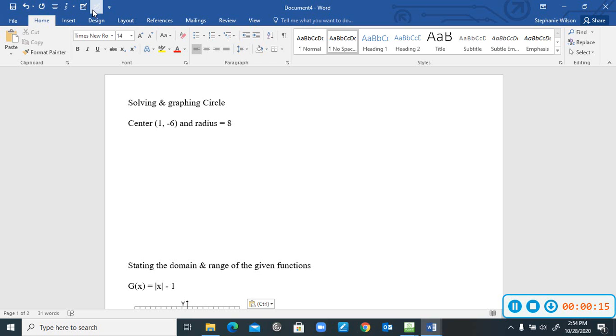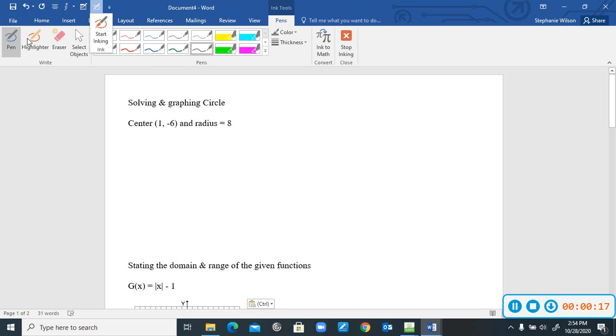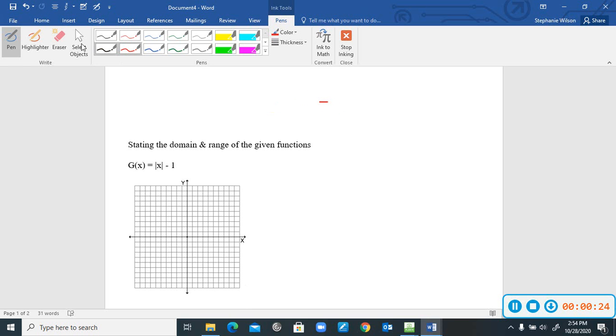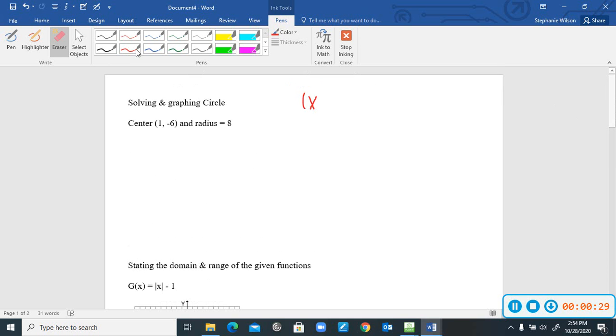The formula for the circle is going to be (x minus h) squared plus (y minus k) squared equals r squared. So I'm going to talk just a little bit about it.